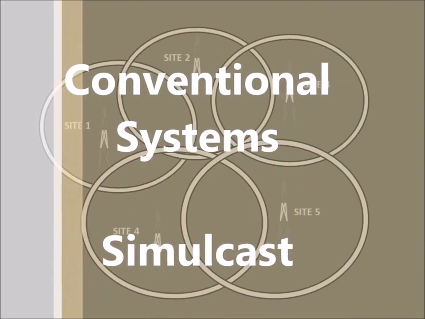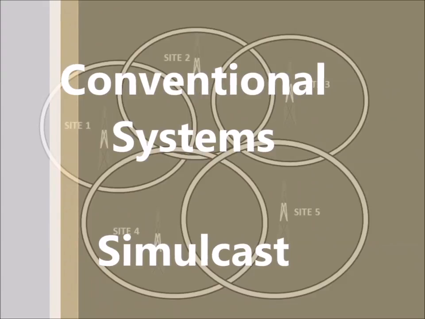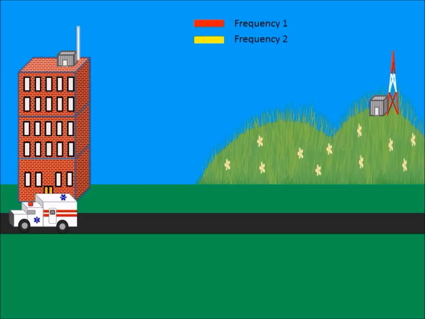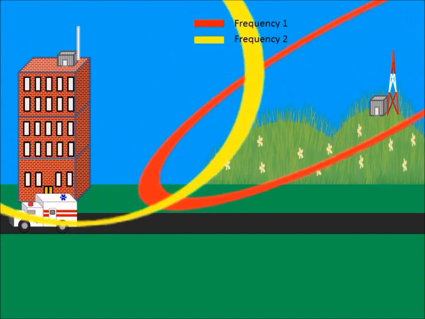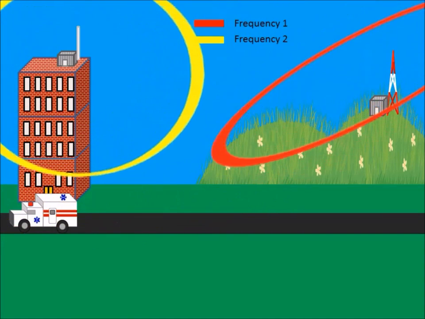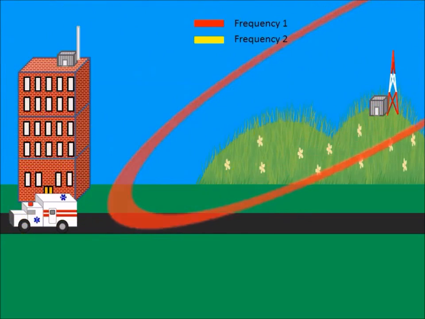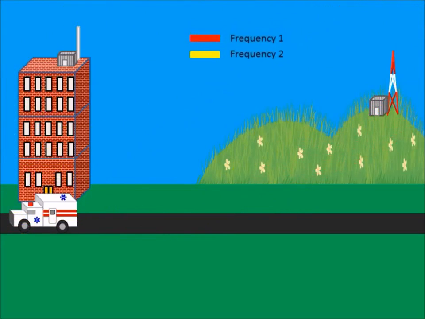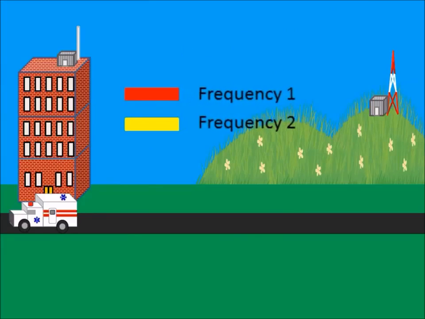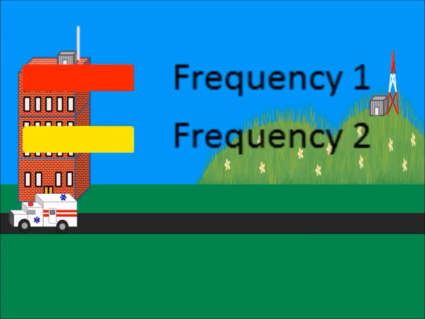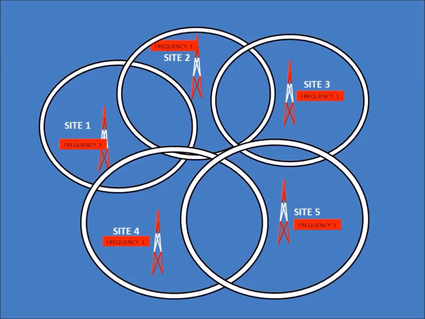Conventional systems, simulcast. A multicast system requires more than one channel, and the user's radio has to be able to follow that channel and frequency somehow, by physically switching, scanning, or some other method. So what if there are no other frequencies available, or if you don't want the subscriber to have to change channels? A simulcast system may be the answer.